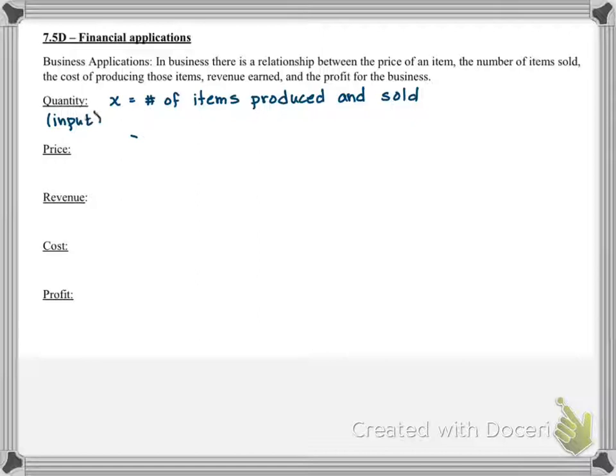So we are now going to write 4 functions based on the quantity inputted, or the quantity produced and sold. We've already talked about price, right? So this is going to be lowercase p of x. To confuse matters, there are 2 p of x's. One is uppercase and one is lowercase.